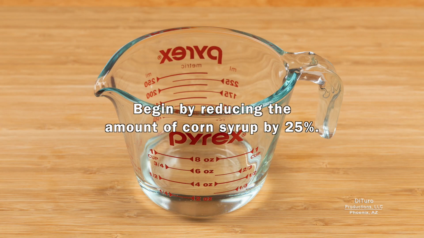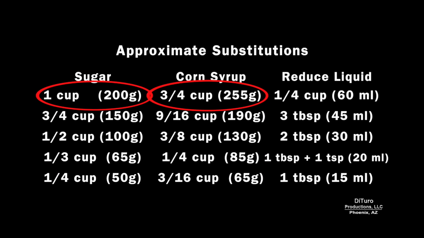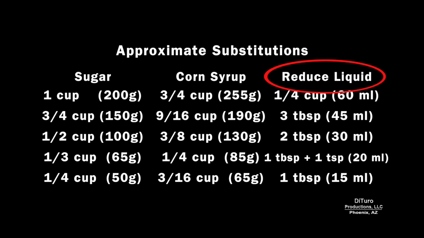First, begin by reducing the amount of corn syrup by 25%. For example, if a recipe calls for 1 cup of sugar, you'd use 3/4 cup of corn syrup. In addition to using less corn syrup than sugar, you also need to reduce the amount of liquid in the recipe, since using corn syrup adds liquid.